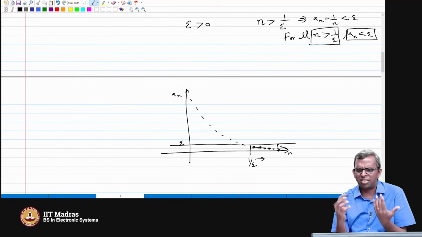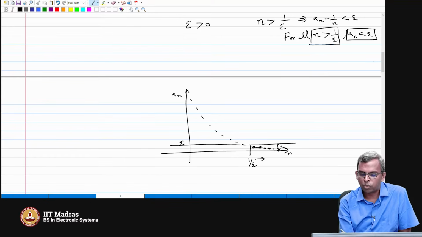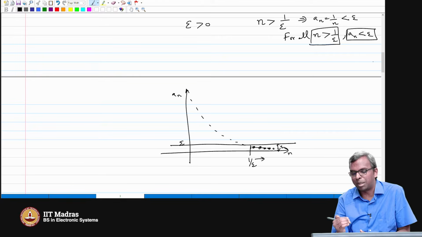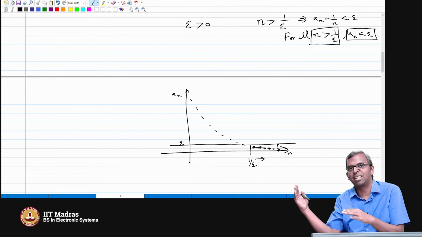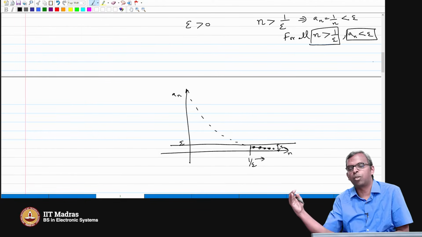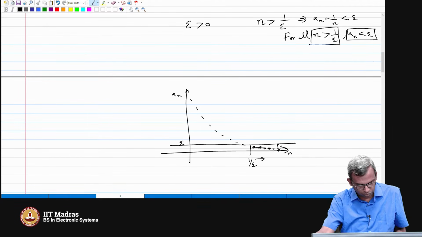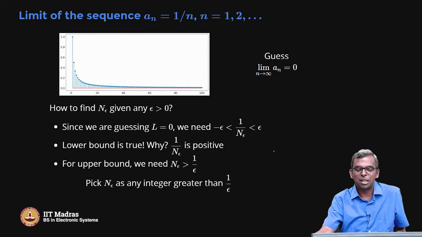Okay. So, it's a very, very simple thing. And this is true for every epsilon, right? As you keep decreasing epsilon, this 1 by epsilon will keep on increasing, but the moment I go to the right of 1 by epsilon, for all n, I am going to be within epsilon. Okay. So, this proves analytically that the limit is 0.